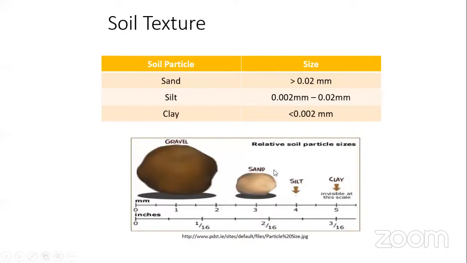For example, the size of sand is greater than 0.02 millimeter, silt is this, and clay is less than 0.002 millimeter. This is a good representation. I have also mentioned the source of this sand, silt, clay. This is clay, silt, sand, and what we actually see by our naked eyes is gravel.